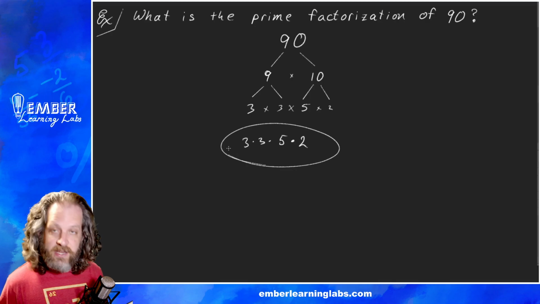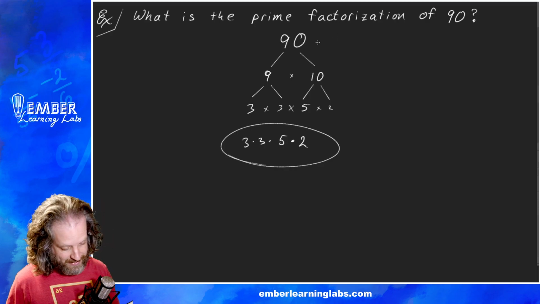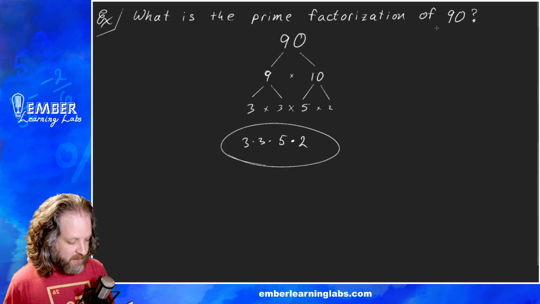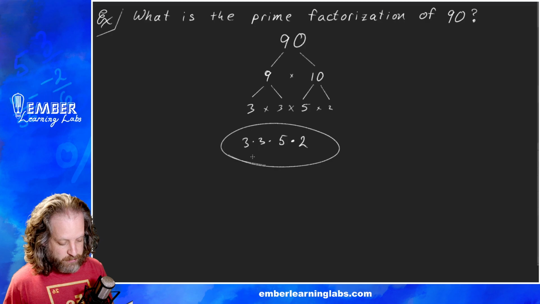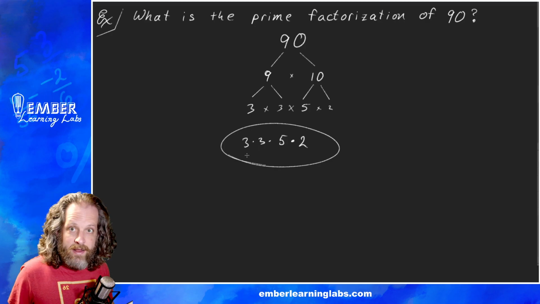And if you go and take your calculator now and you did 3 times 3 times 5 times 2, guess what you'd get? You'd get 90. So that's what prime factorization of a number looks like. We're splitting it into all the factors that give us 90, or whatever number it is, right?